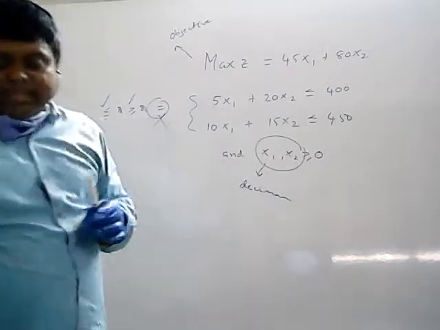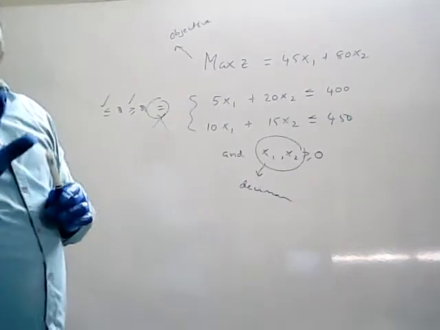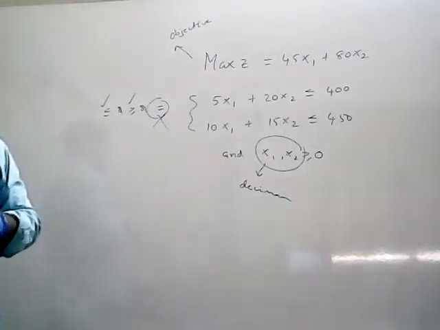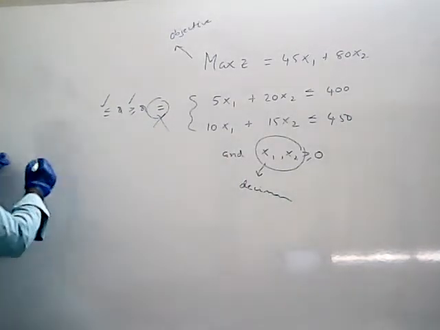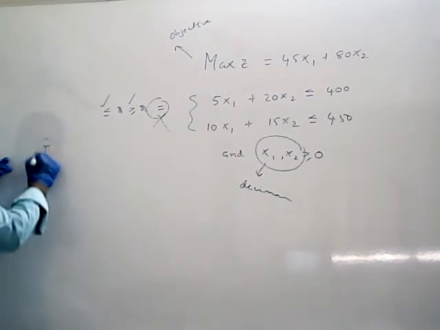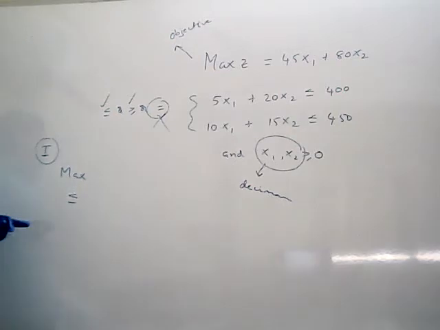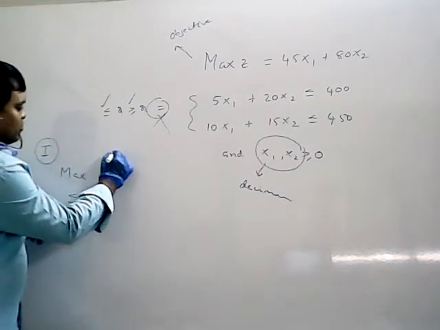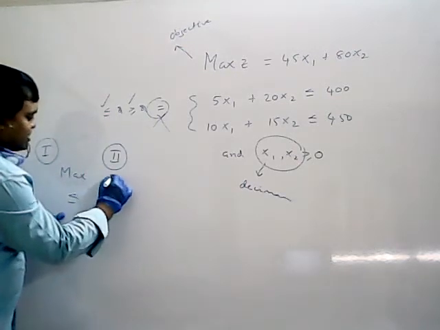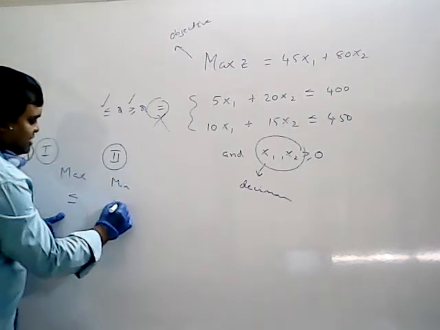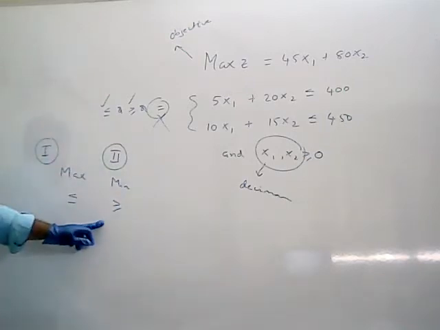In this method, there are 4 models we will discuss. The first model is: objective function is maximization, constraints are less than or equal to. The second model we will discuss is: objective function is minimization, constraints are greater than or equal to.